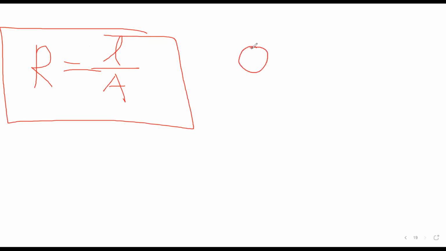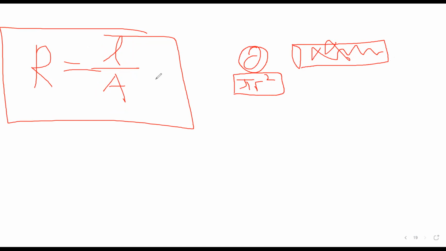Area of the cross section of the wire, not the area of this thing here. Pi r squared. If they give you these kind of questions and say double the area, what's going to happen to the resistance?